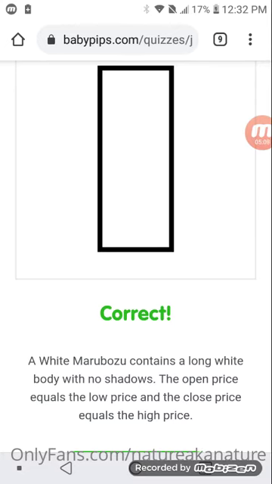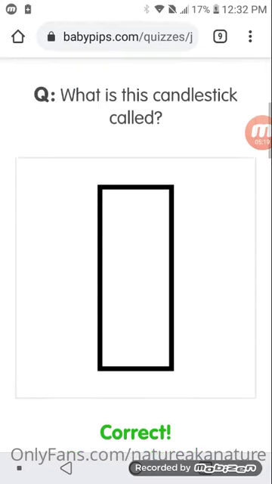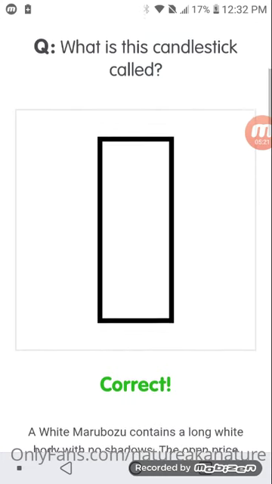White means bullish. Black means bearish. White means up. Black means down. The opening price is equal to the low price, and the close price is equal to the high price. It's called a white marubozu candlestick, meaning that it's a bullish candlestick.